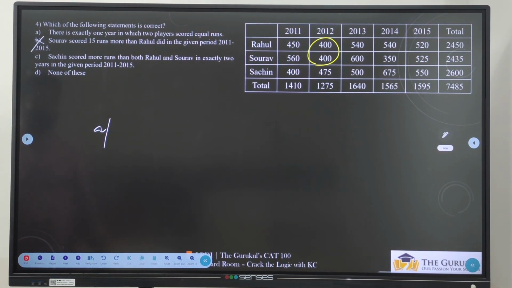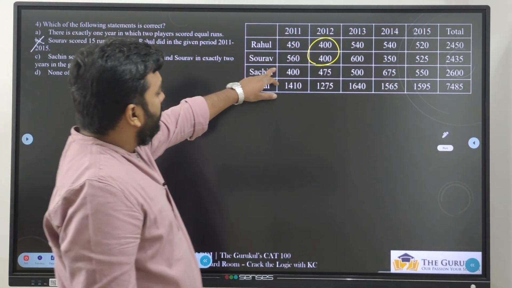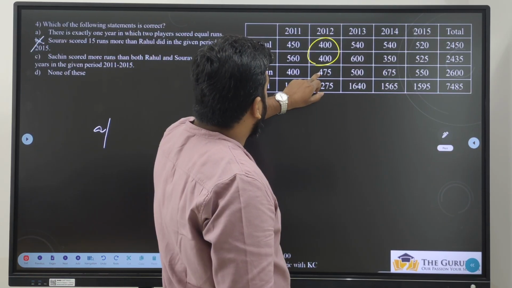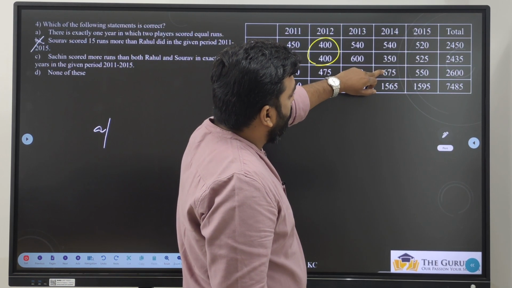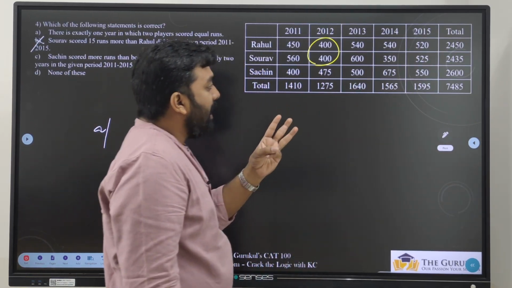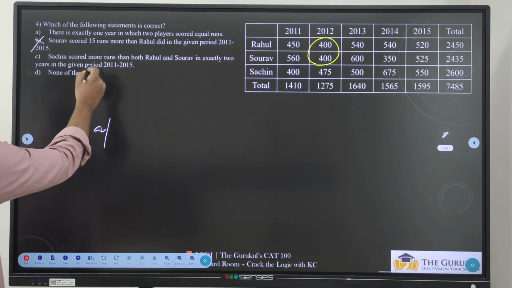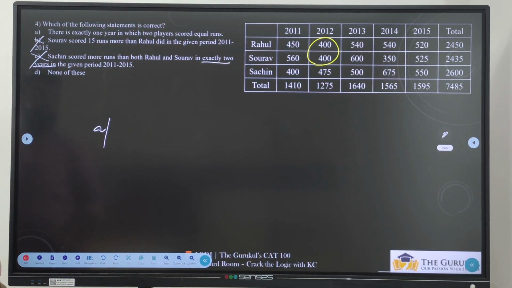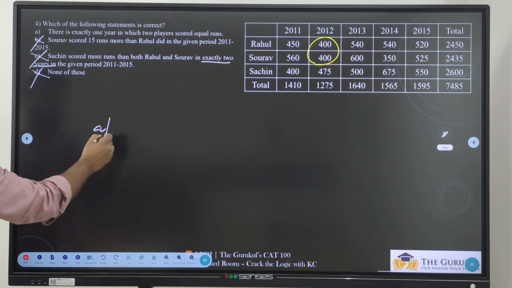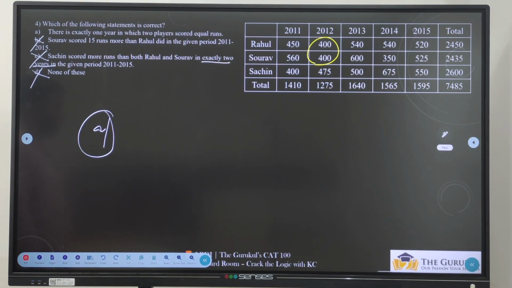This is not true. Sachin scored more runs than both Rahul and Saurav in exactly 2 years in the given period of 2011 to 15. So is he getting more than both Rahul and Saurav? Yes, more. It is happening 3 times. But the question is talking about exactly 2 years only. So this is also not true. And none of this is not true. So answer is option A.